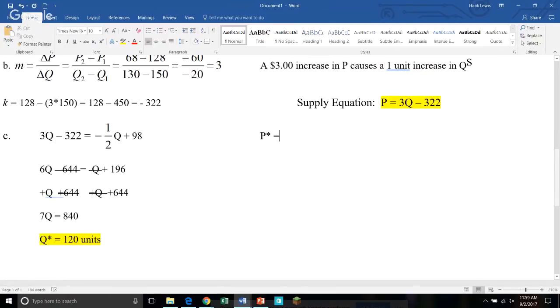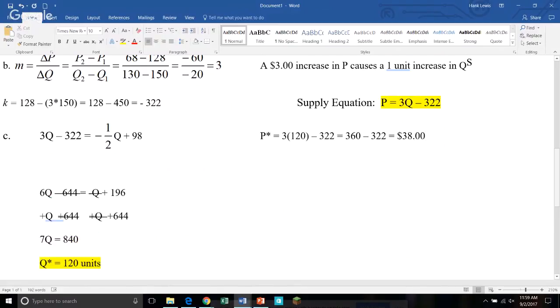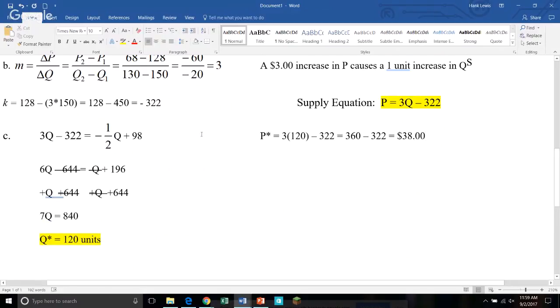So I'm going to start by writing P equals. I'm going to replace the Q with 120. That's how many units Q star is equal to, and then minus 322. I'm using the supply equation first because it's easier thanks to the fact that it has a whole number for its slope. Now 3 times 120 is 360, and then minus 322. 360 minus 322 is going to equal 38, but wait a minute, this is a price, it's dollars and cents. So that's what P star is equal to based upon the supply equation.